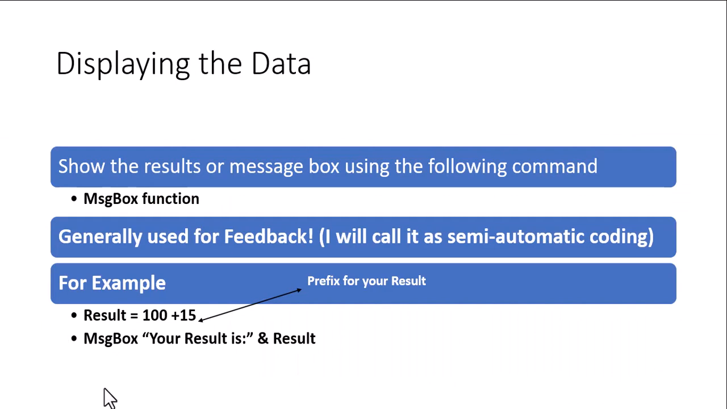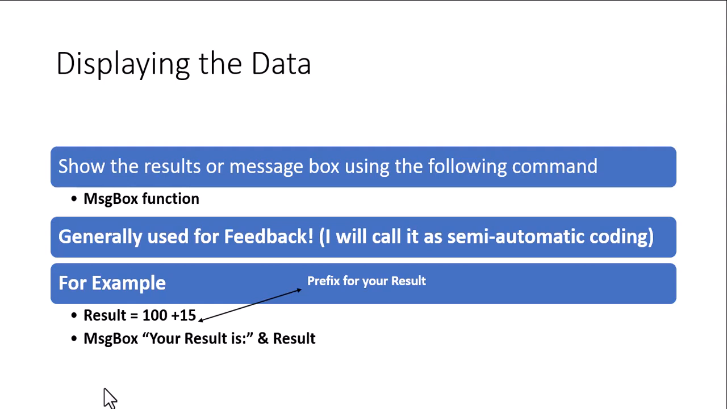Again, when I use the display option, probably I will either put them in a separate cell next to my results here, or I can define a range or a cell here, or I can use a message box, which allows you to pop up a small information or an output for me. Generally, I call this message box semi-automatic code.